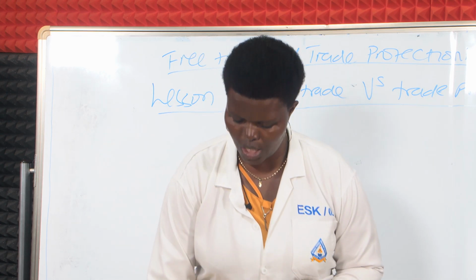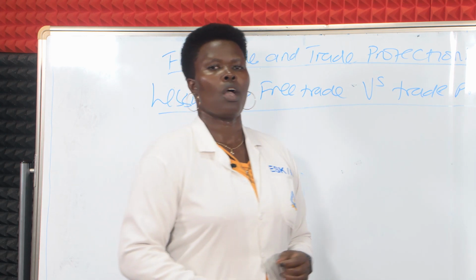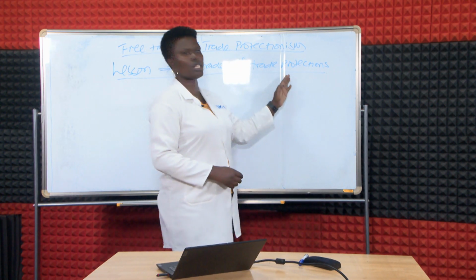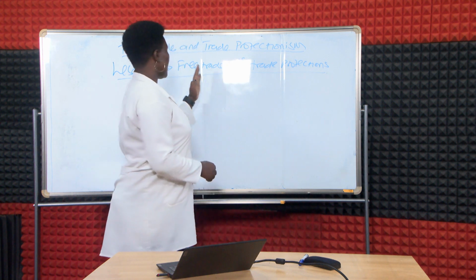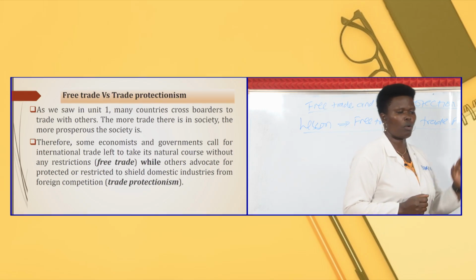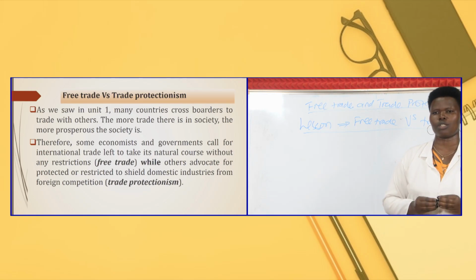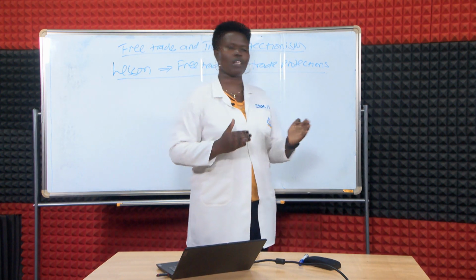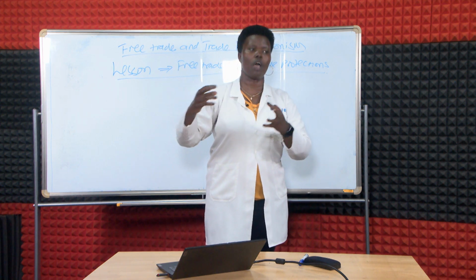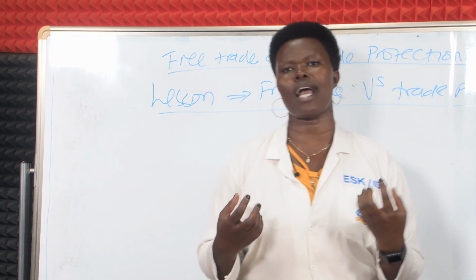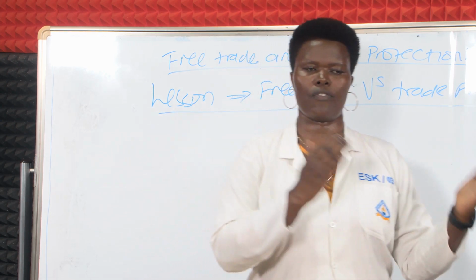Now let's pay attention to the whole lesson. We are going to see the difference between free trade and trade protectionism. Let's start by defining what is free trade. Before actually we see the definitions of the two, if we take a flashback in Unit 1, we saw what is international trade. We said that it is cross-border trade, or the exchange of goods and services between or among different countries. Now, the exchange of these goods involves the buying and selling of goods and services, that is visible and invisible trade.